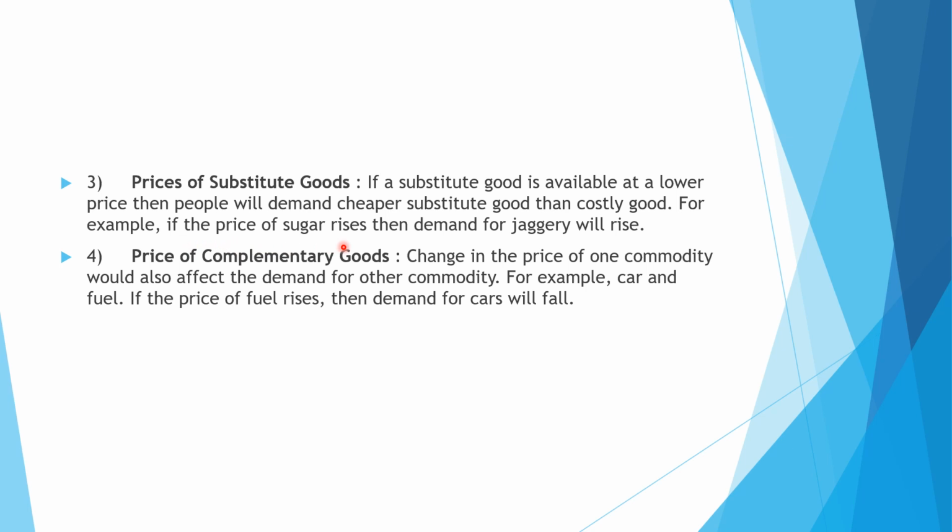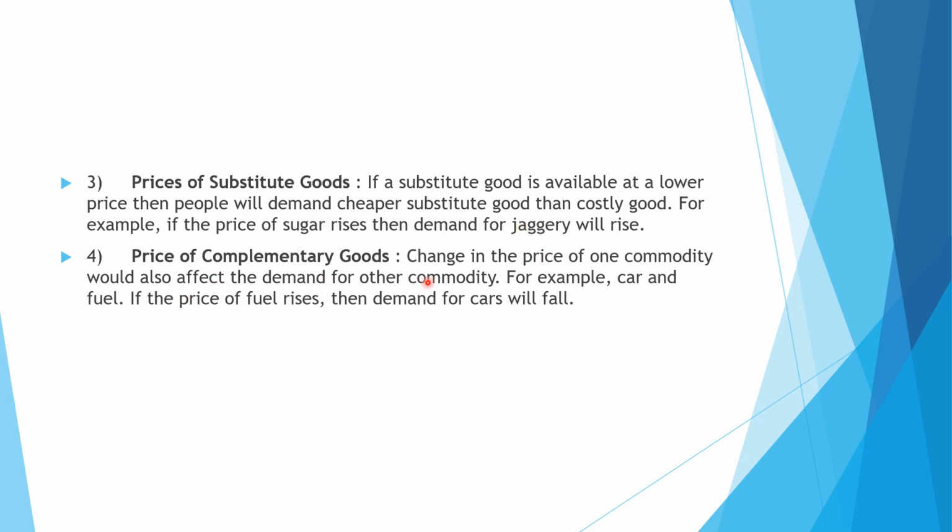For example, if the price of sugar rises, then demand for jaggery will rise. So because of the increase in price of sugar, people will tend to buy jaggery because the jaggery is available at a lower cost.